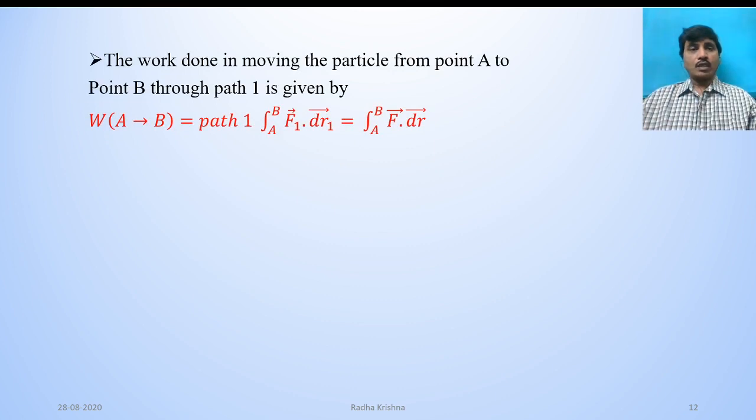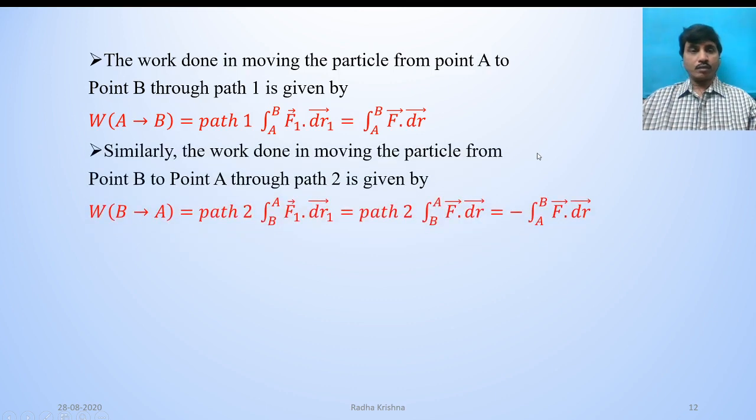Now, the work done in moving the particle from A to B through path 1 is given by W of A to B is equal to path 1 integral A to B f1 bar dot dr1 bar, which is equal to integral A to B f bar dot dr bar in general.